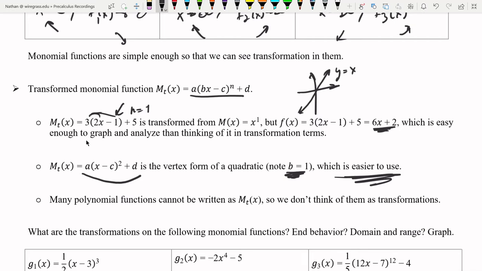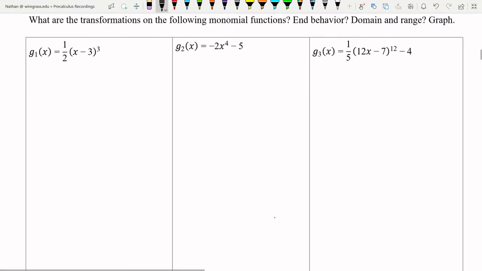Now, if you don't have a monomial function, then sometimes you can rewrite it in this form. As I've shown in vertex form, you can rewrite a quadratic always into this form. But not every polynomial can be rewritten in this form. So many polynomial functions are not transformations of basic things. Every monomial function is a transformation of the basic monomial function, but most polynomial functions are not. So that's an important thing to keep in mind, that many of the polynomial functions you'll see are not transformations. They're actually different kinds of functions. And I'll show you why that's the case.